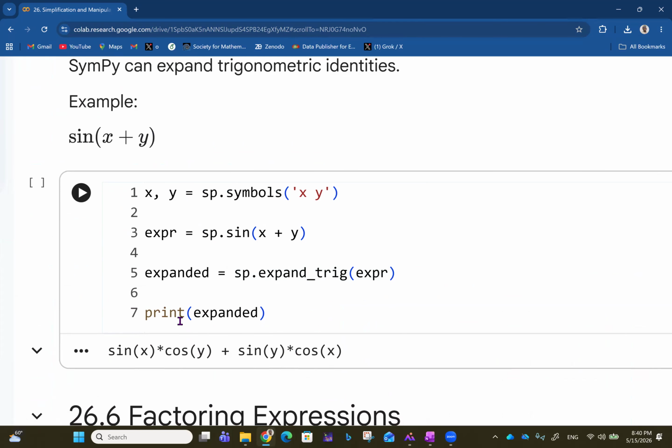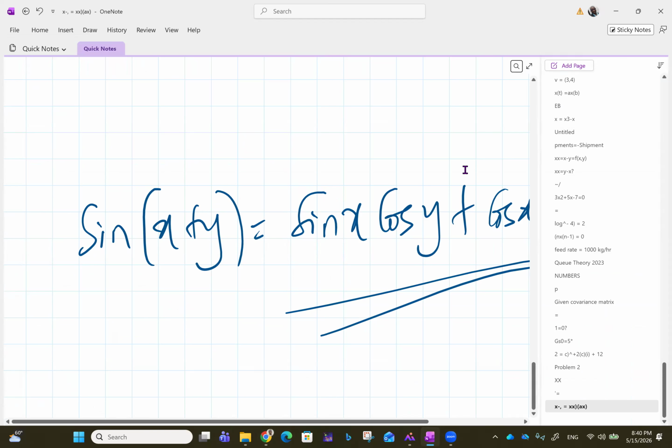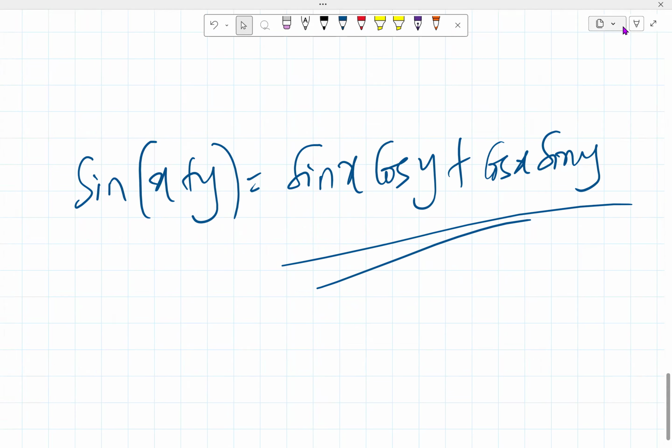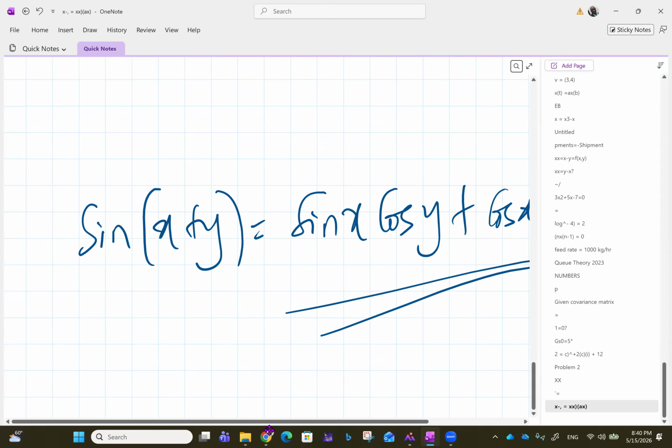Expand underscore trig. So now you see it gives you sine x cos y plus cos x sine y, just like what I have over here. So that's sine x cos y plus cos x sine y.